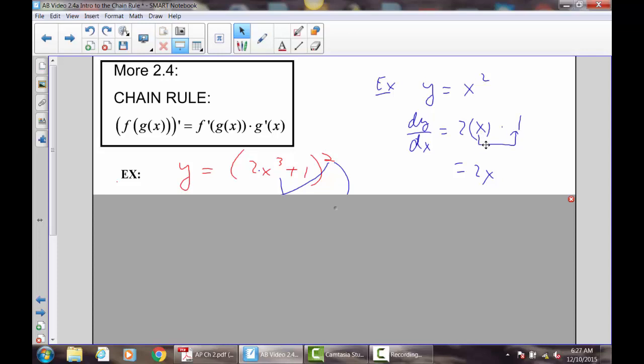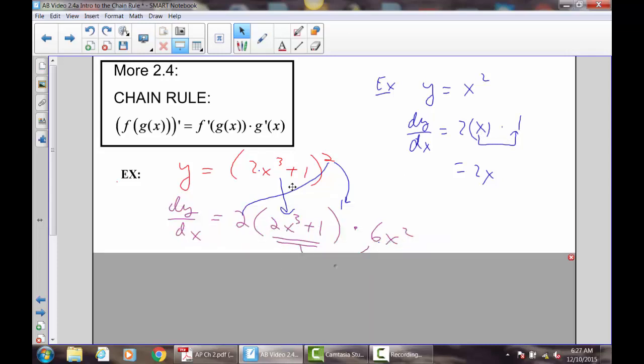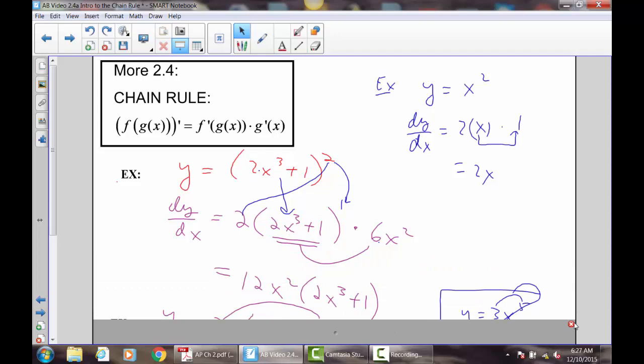And really, you could do the chain rule on this, even though it's just a little x, because the derivative of x is 1. So right here, we're going to have 2 times the ugly thing to the power of 1 times the derivative of the ugly thing, and there is your answer.